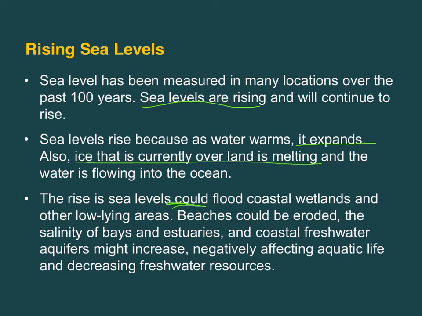So one of the things we could see is the erosion of beaches. We could see bays and estuaries of water that's normally fresh water get saltier. We could see this affect freshwater aquifers, and this would change aquatic life because it could decrease freshwater resources. Because of all that, we could see large problems in freshwater resources.